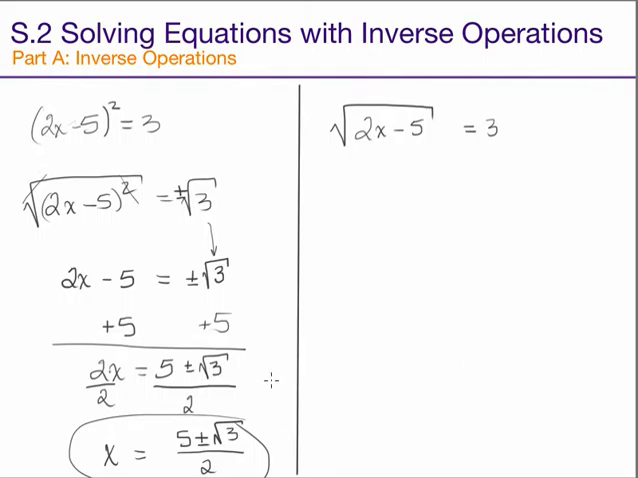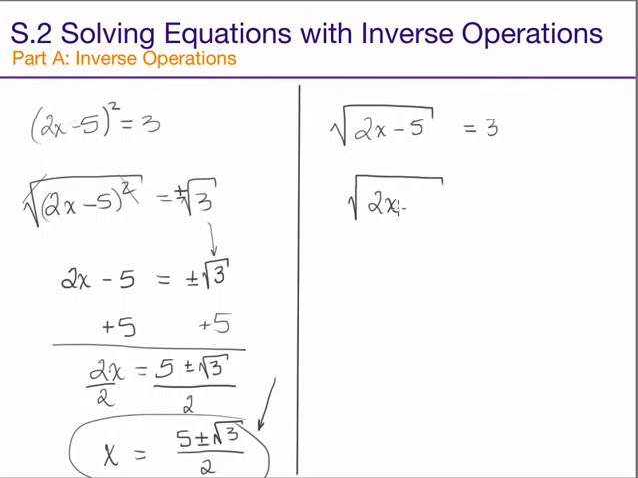You can find a decimal approximation for this number, or for both of these numbers. There are actually 2 answers here. If I knew what the square root of 3 was, I could add it to 5 and divide it by 2, and that would give me one of my answers. And if I knew what the square root of 3 was, I could subtract it from 5 and divide that by 2, and that would give me the other answer. So although I only have one expression here, the plus or minus tells me I have 2 solutions.